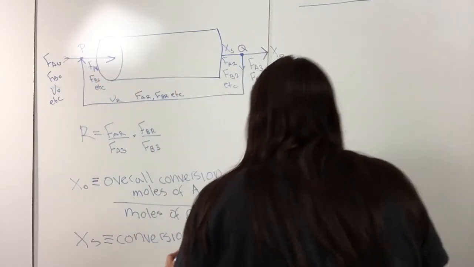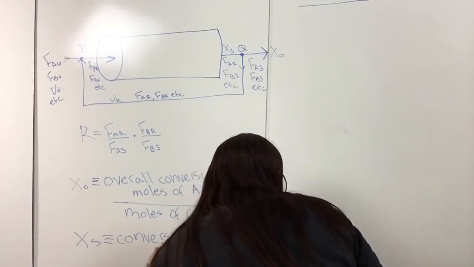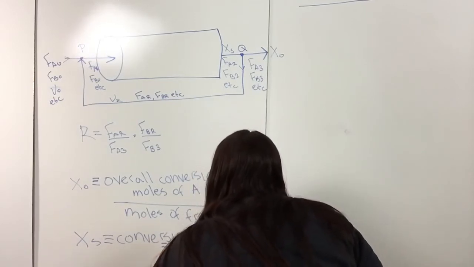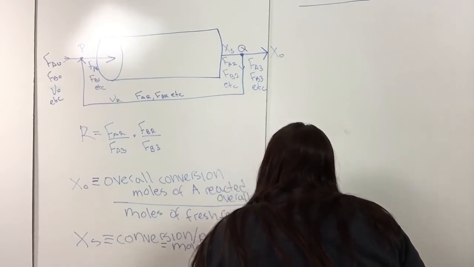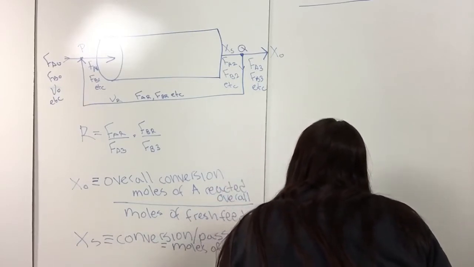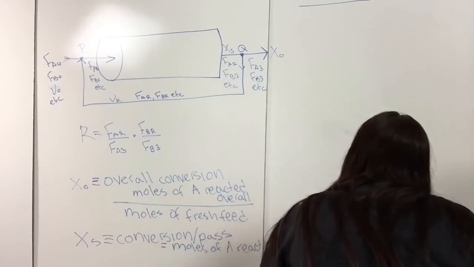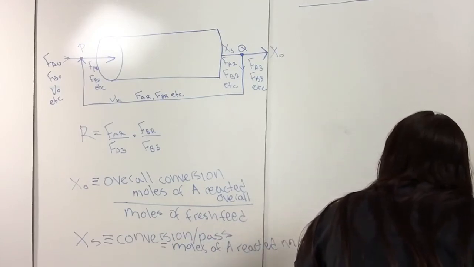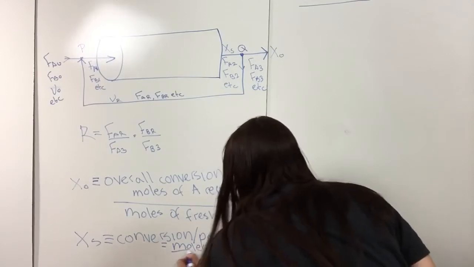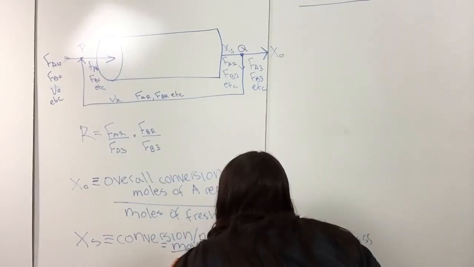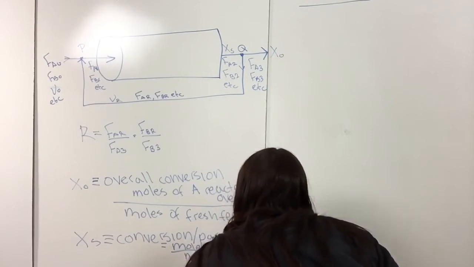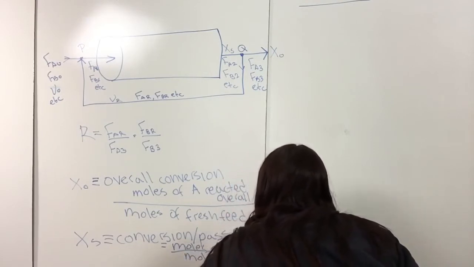The conversion each time you pass through the reactor is equal to moles of A reacted in a single pass over moles of A fed.